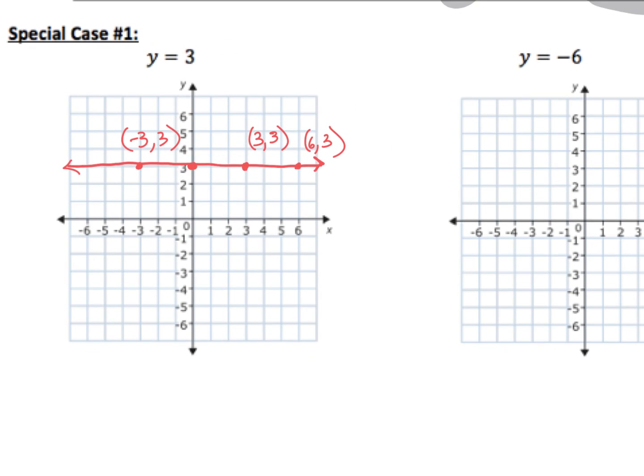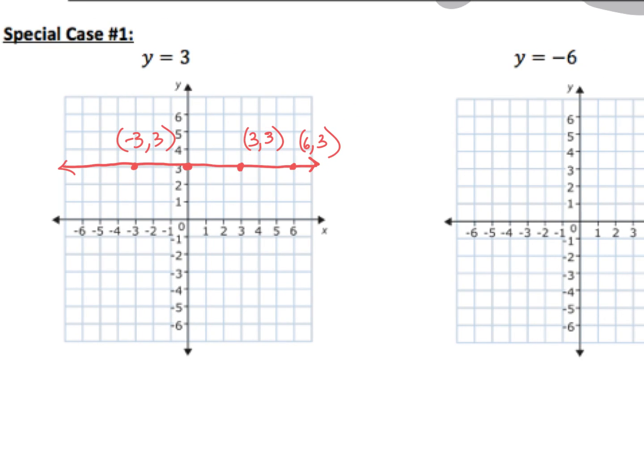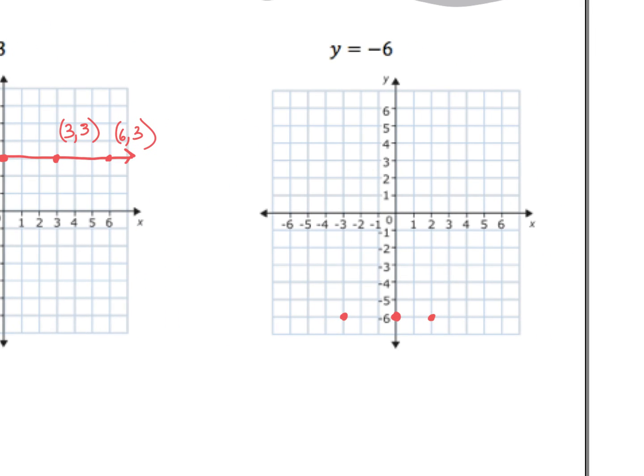So thinking in that same way, where does y equal negative 6? Well, y equals negative 6 right here. Y also equals negative 6 right here. And over here. So I could say that y equals negative 6 all the way across here. So it's a horizontal line at negative 6.